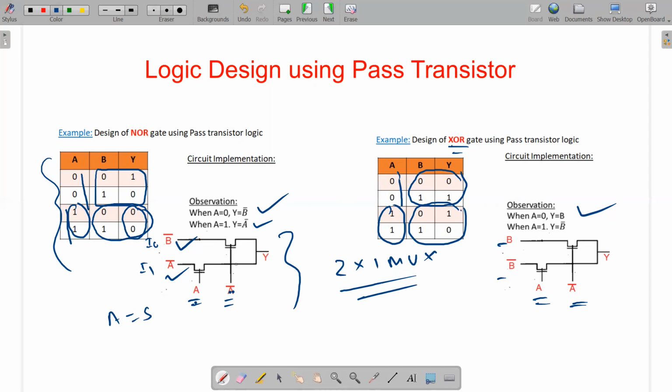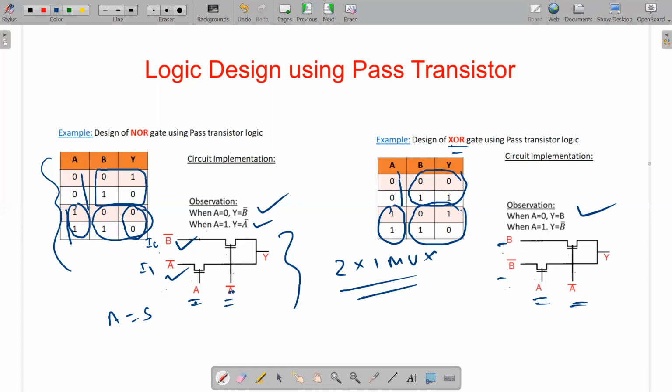Similarly, if you go for a three variable Boolean expression, like a full adder or any three input logic gate, then you have to go for a 4 to 1 mux. Then the structure will change, and at the input stage, since it is a 4 to 1 mux, 4 pass transistors, then another 2 pass transistors will come, and so on.